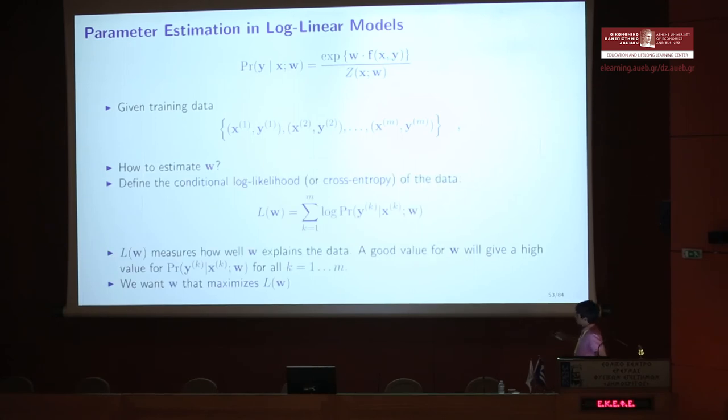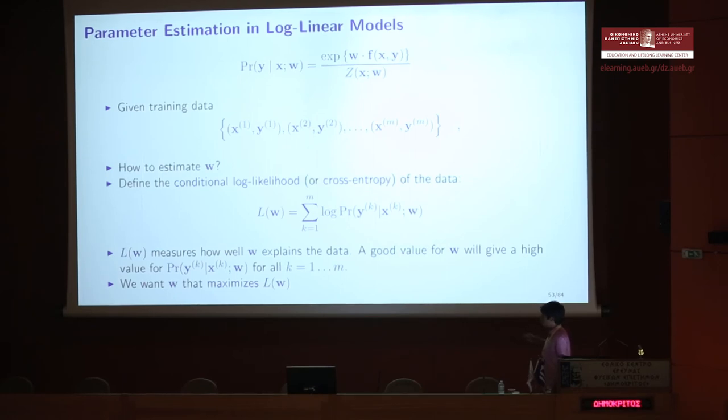So in particular, I'm given training data. How can I estimate W? I can define the conditional log likelihood of the data according to the model. This is also called cross entropy in this new decade, but we've always called it the conditional log likelihood, which is defined as follows.